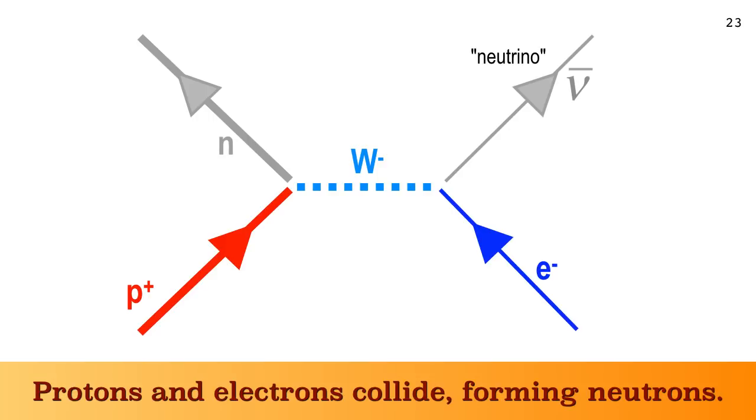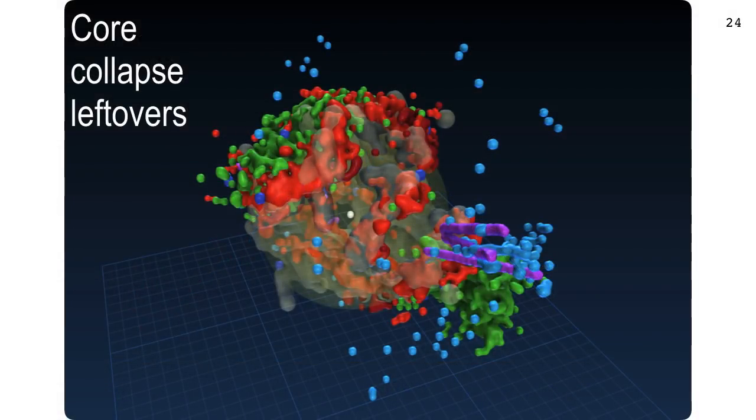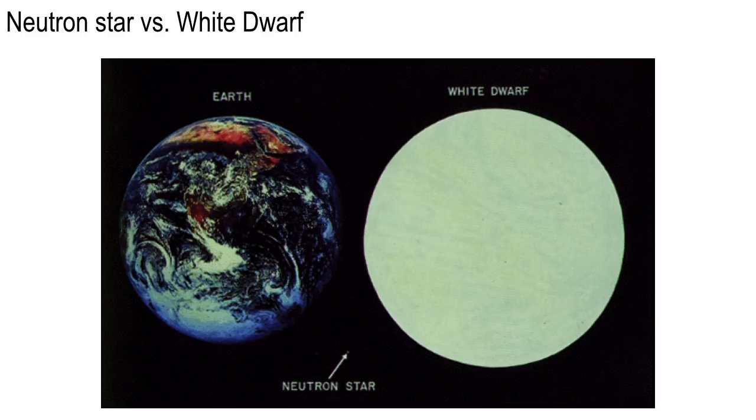Question? No? Okay. So let's look at those core collapse leftovers. In other words, let's look at a type 1A leftover. We've already talked about it. The white dwarf. There it is. Artist's conception. A white dwarf, about the size of the Earth, maybe.